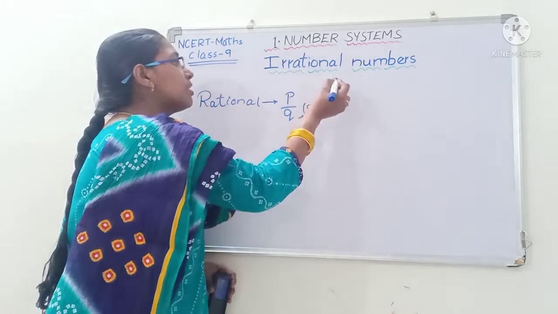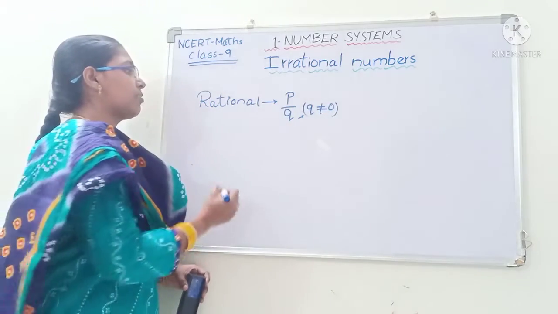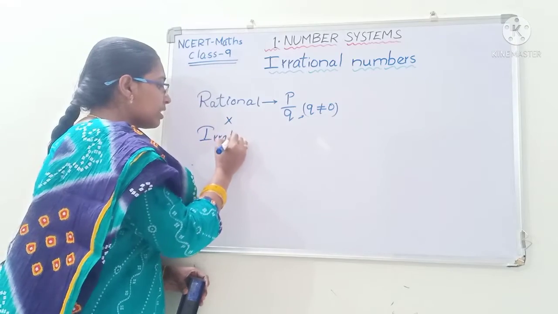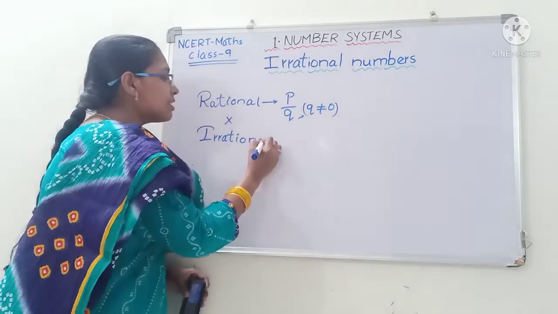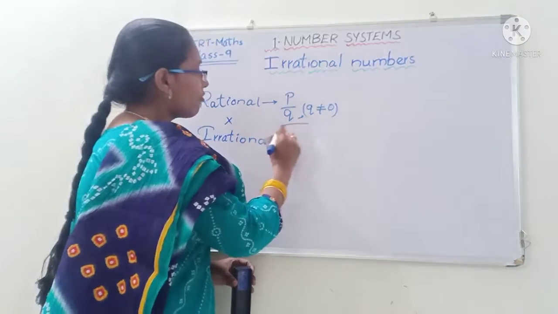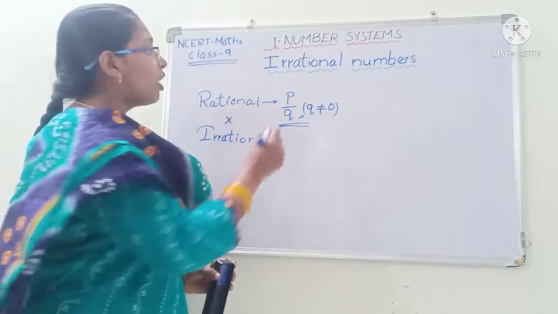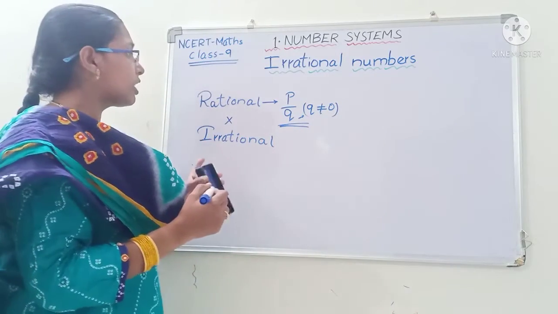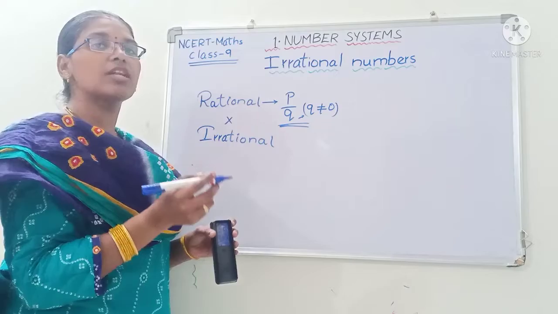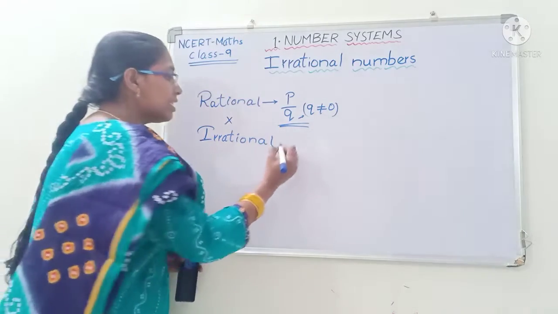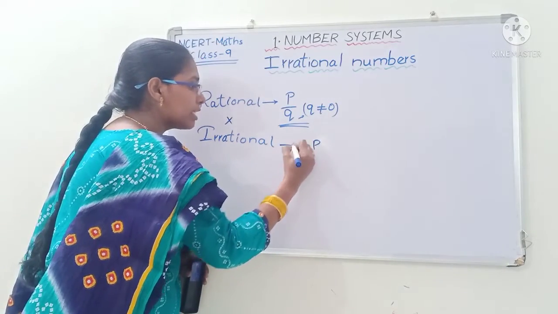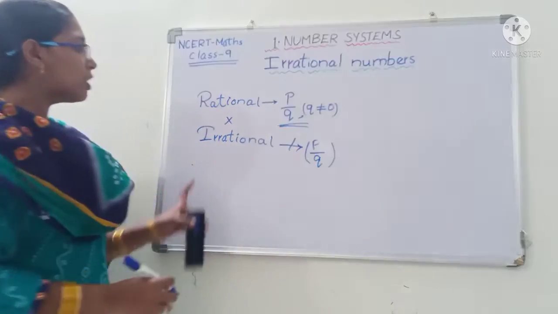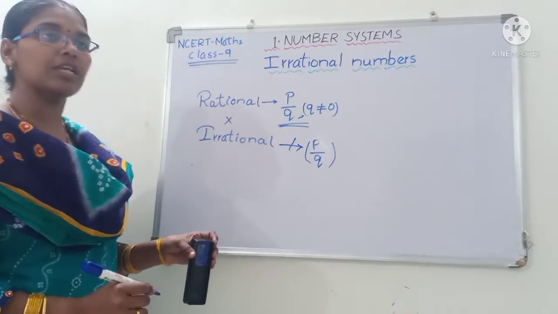Now irrational numbers are just the opposite of rational numbers. That means the numbers which cannot be expressed in the form of p by q are called irrational numbers. Numbers which are not rational numbers are nothing but irrational numbers. These numbers cannot be expressed in the form of p by q. Such numbers are called irrational numbers.